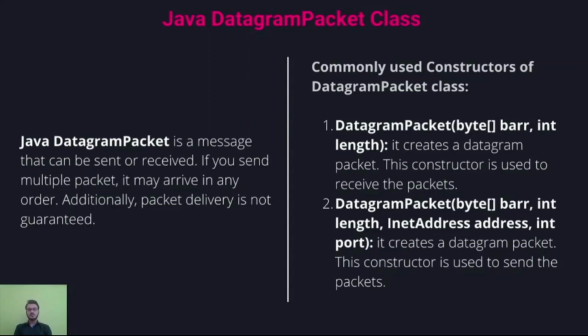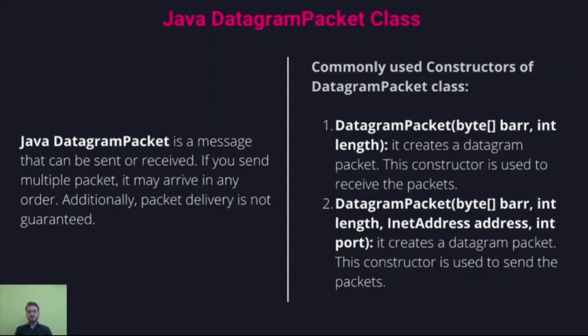The basically used constructors of the datagram packet class are: first, the datagram packet, in which we provide two arguments. First is the byte array, and second is the length of the data which we are going to send. The important point to note here is that through datagram packet we send data in the form of a byte array, and the length is the length of the data which we are going to send.